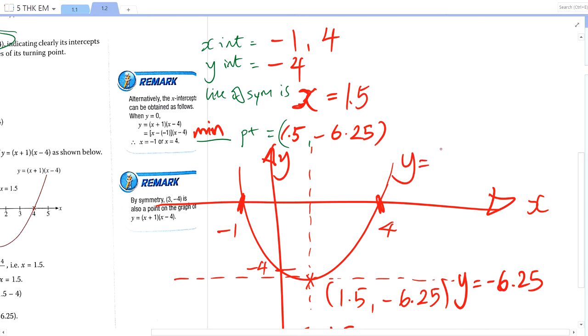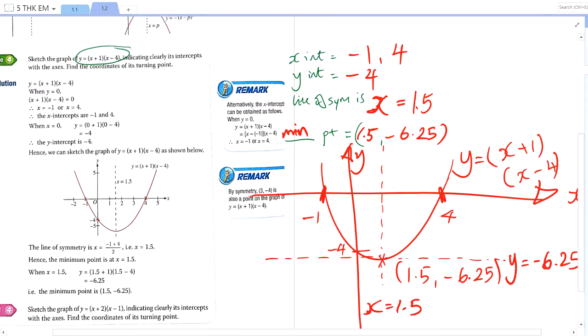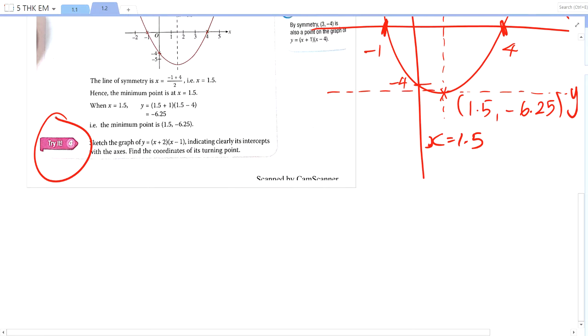Then write down the equation. This is y equals to open bracket, what is it? x plus 1, x minus 4. Okay, done. I've got my line of symmetry. I've got my minimum point. I've got all my intercepts. I labeled my graph. Okay? Any questions? If not, your turn to try.